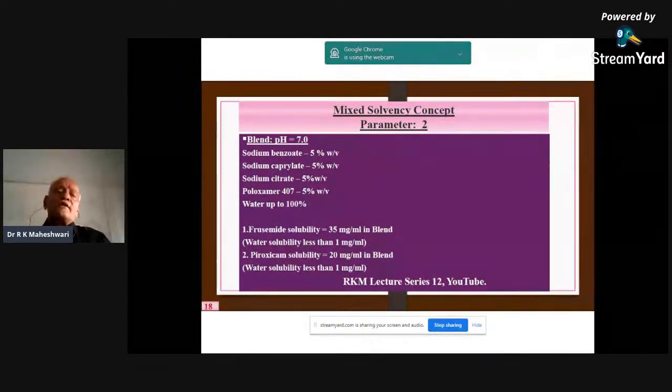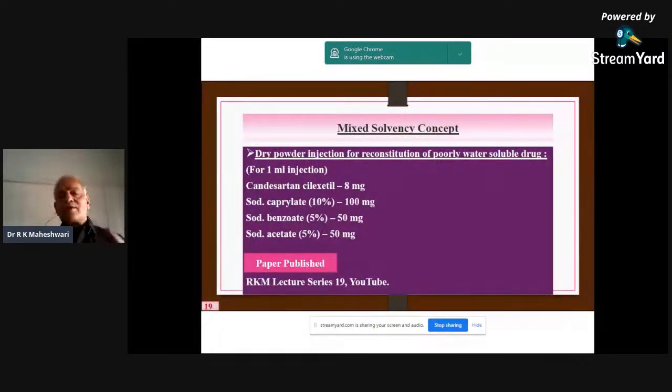Another example is piroxicam. The solubility of piroxicam in water is about 1 milligram per ml, and in this blend it is about 20 milligram per ml. About 20 times solubility enhancement is there because of these 4 solid solubilizers or additives. For the detail, please refer to this, since the time is less. 45 minutes are over.